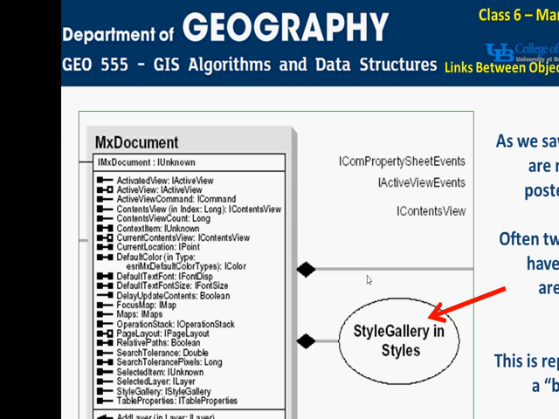So here's a composition relationship. You need an MXD to have a style gallery, but style gallery is in a different class on a different poster. So the relationship is started, and then there's an oval that tells the user to go look at style gallery on the styles diagram. So that's what those bubbles tell us: the name of the class, style gallery, and then the name of the poster to go look for style gallery on. Does that make sense?